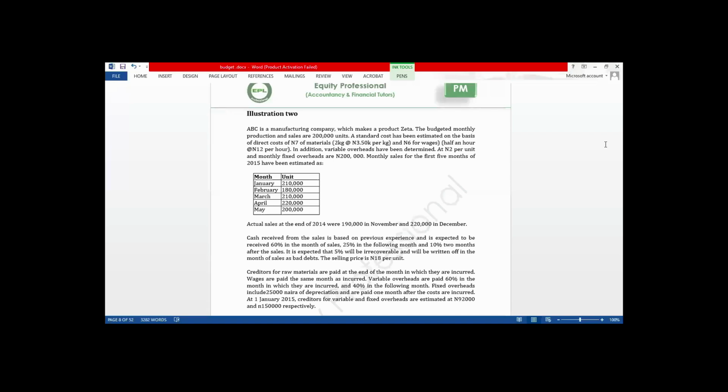Creditors for raw material are paid at the end of the month in which they are incurred. Wages are paid the same month as incurred.